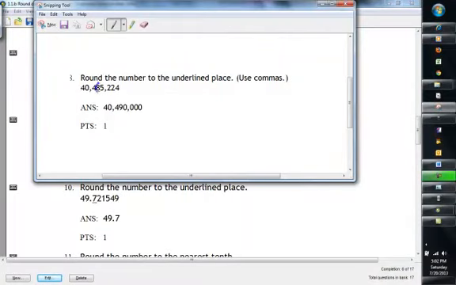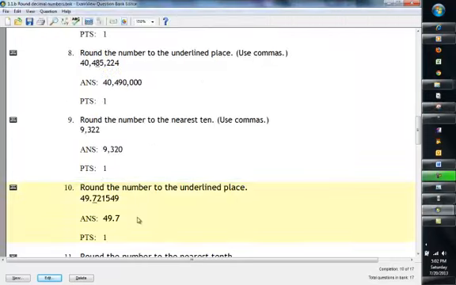Box the place that we want to round. Look at the number after it. It's bigger than 5. So change the number in the box to 1 bigger. Write everything after it as zeros, everything in front of it as itself. And so we have 40,490,000 is our number. Next one.